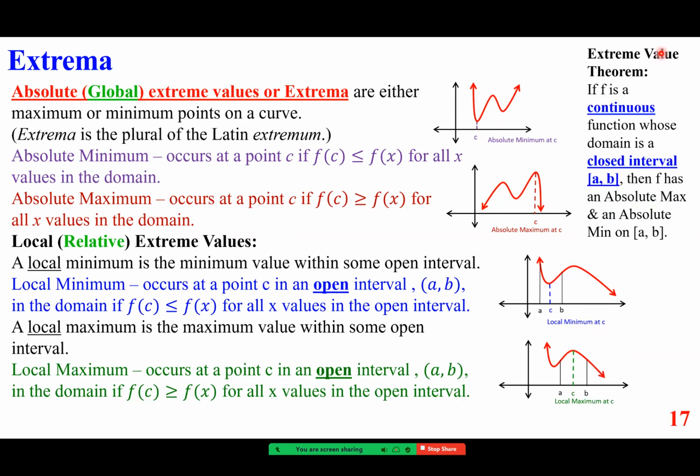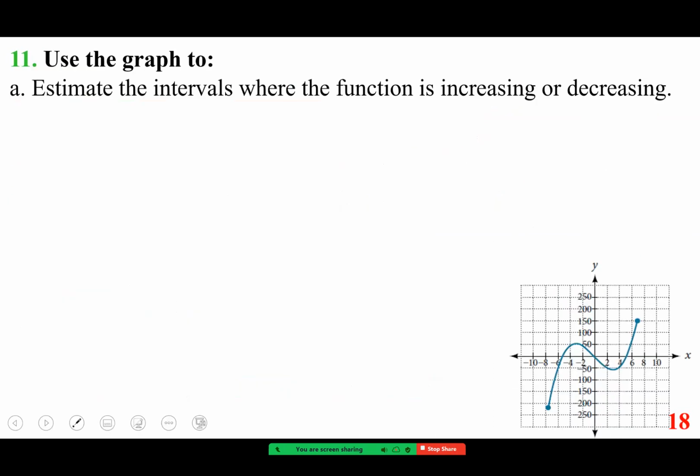Also, this concept of the extreme value theorem: if f is a continuous function whose domain is a closed interval of a to b, then f has an absolute max and an absolute min on a to b. It could happen at the endpoints. The endpoints can only be absolute, they can't be local. So what do we mean by that? Let's answer it quickly here.